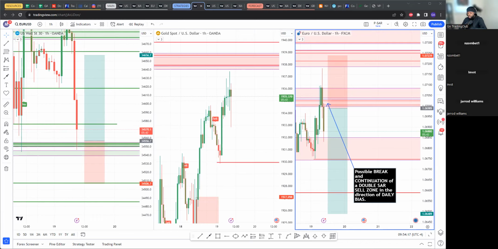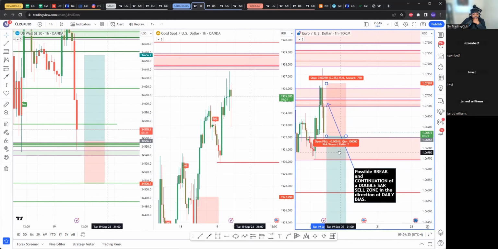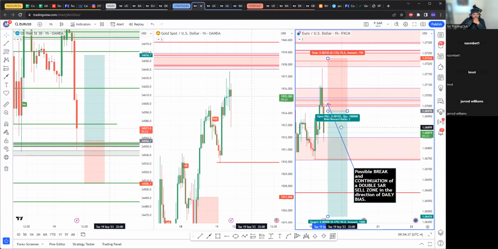Hopefully I didn't unplug it after. Yeah, so the farther it drops, the more our stop loss will be away from the SARs.